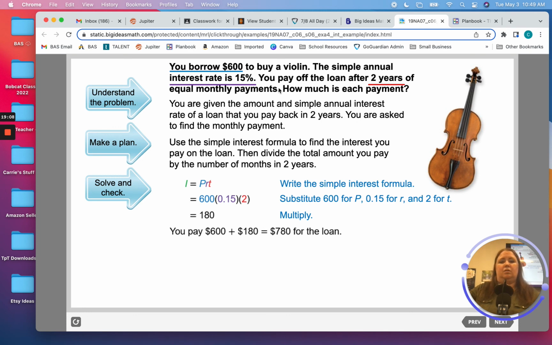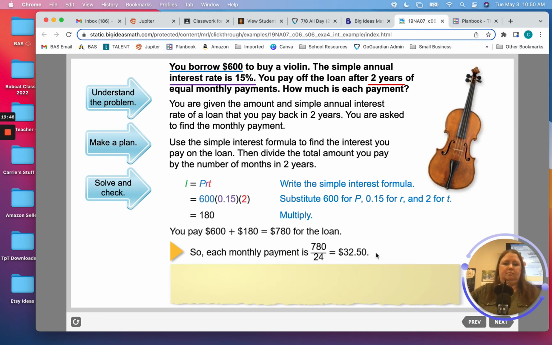What is the question, though? How much is each payment? We pay equal monthly payments. So how many months are there in 2 years? 24 months. So we're going to do 780 divided by 24 months. What is 780 divided by 24? We're going to pay $32.50 every month on our violin. So you bought the violin for $780, and you paid $32.50 each month.